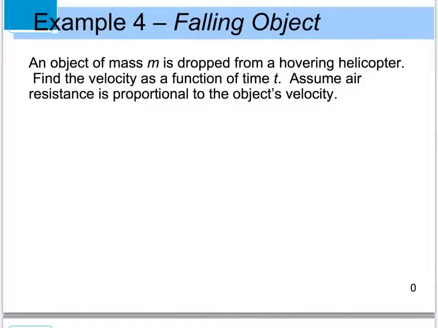So let's look at example 4. It says an object of mass m is dropped from a hovering helicopter. We want to find the velocity as a function of time. Assume that air resistance is proportional to the object's velocity.